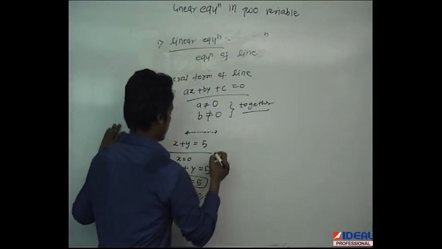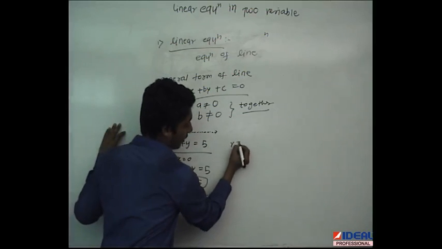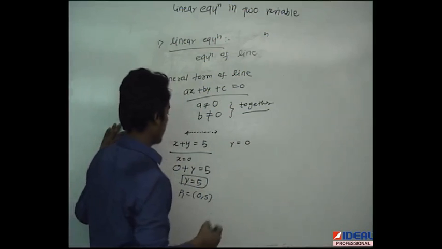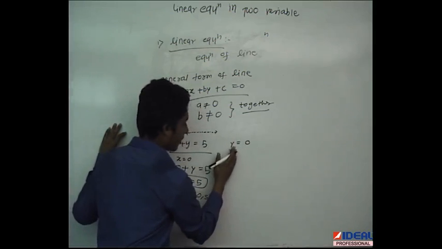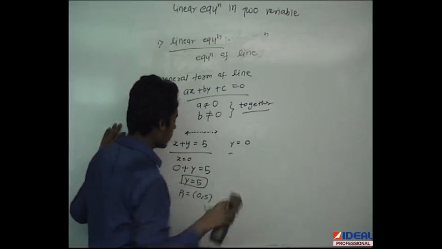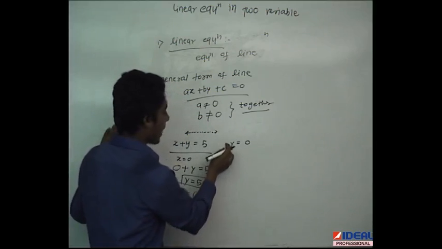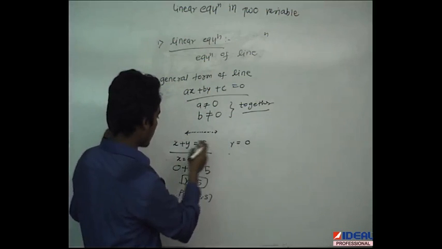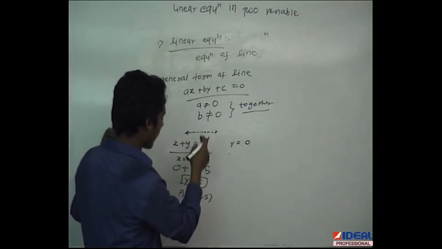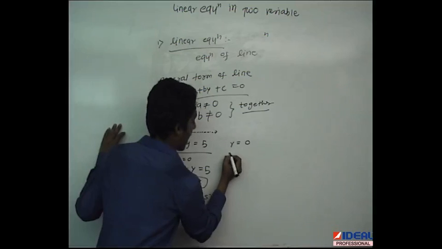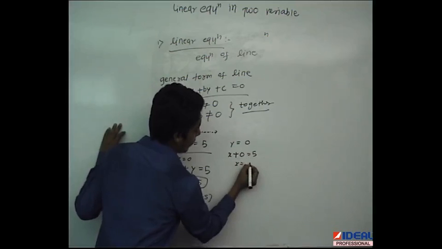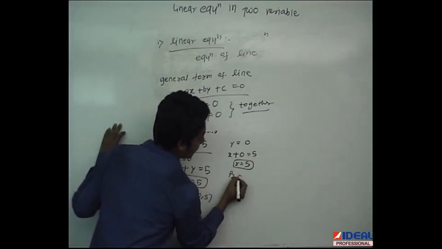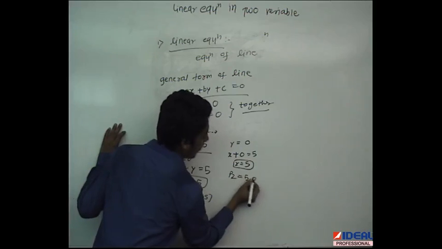I can also substitute for y here. Suppose y is equal to 0, so what does x become? I can substitute y is equal to 0 in x plus y is equal to 5. So x plus 0 is equal to 5. So x is equal to 5. So my point P2 is 5, 0.